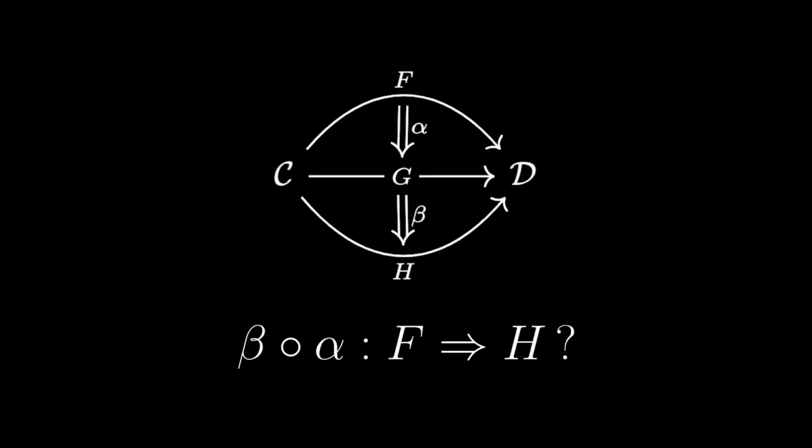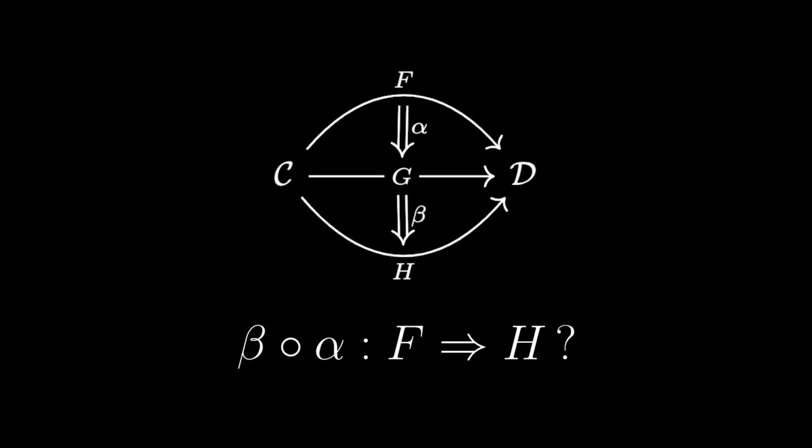Now that we have a notion of mapping between functors, we want to compose them. So how do they compose? Consider the following setup. Here, C and D are categories, F, G, and H are functors, and alpha and beta are natural transformations. From the diagram, it would seem sensible to define the composition of alpha and beta to be a map from F to H.